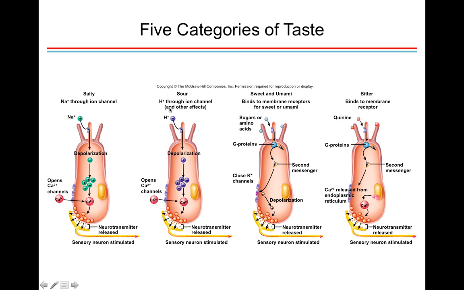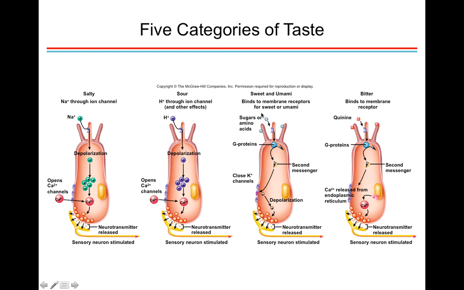So sour detects protons or hydrogen ions, right? And this can enter through an ion channel. And then what it's going to do is it's going to depolarize, right? Because these are both positively charged ions. It'll depolarize the taste bud. It'll lead to the opening of the voltage-gated calcium channels, and then the calcium will bind that protein that helps the neurotransmitter be released via exocytosis. Sensory neuron stimulated.